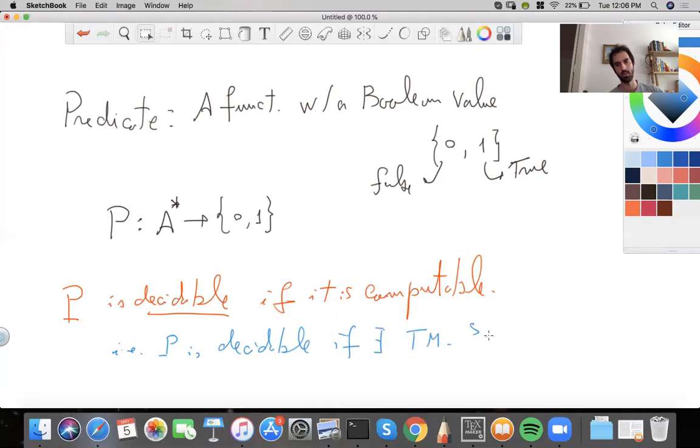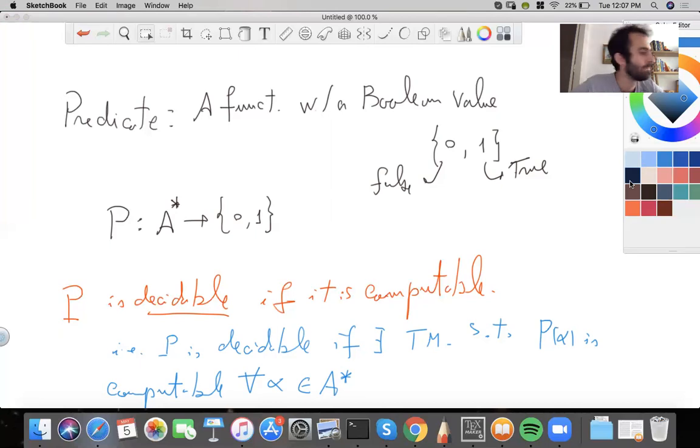Turing machine such that P of alpha is computable for every alpha in A star. So it is really important to think about these definitions carefully, because they are rather simple, but they're profound.